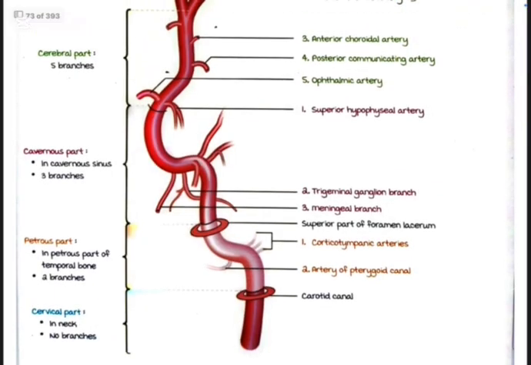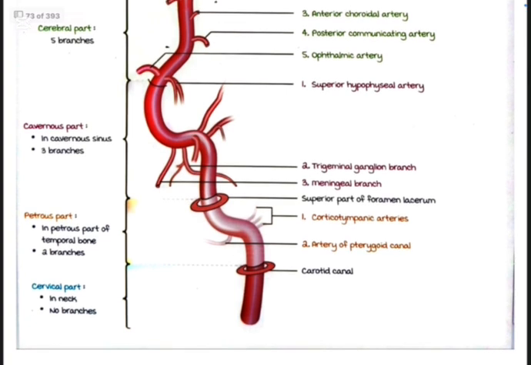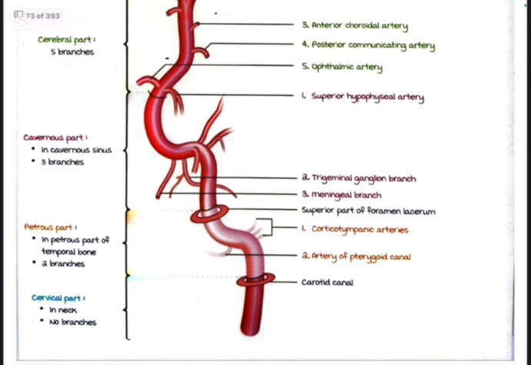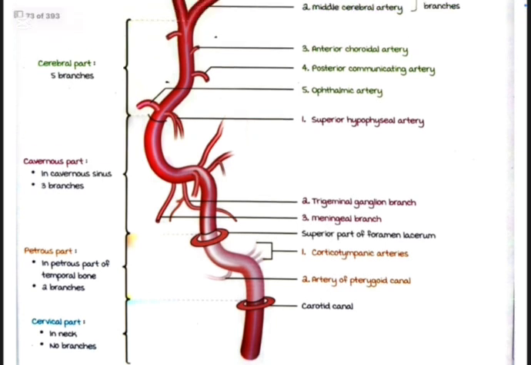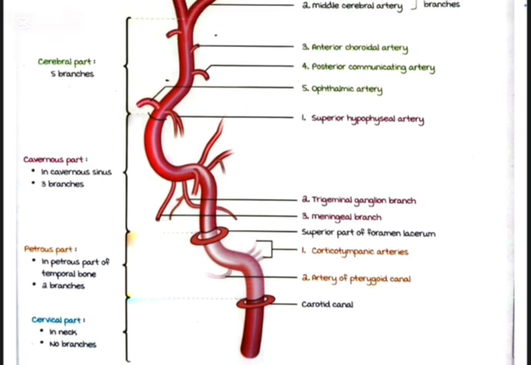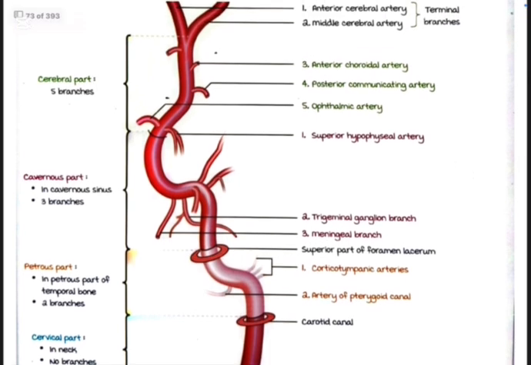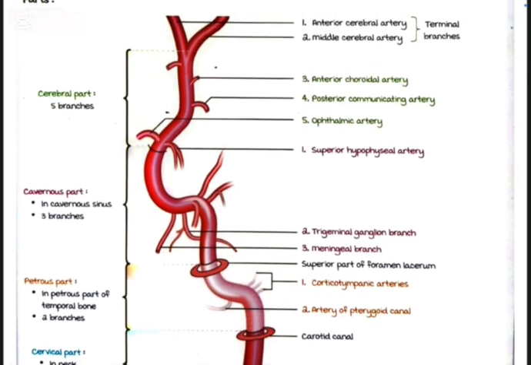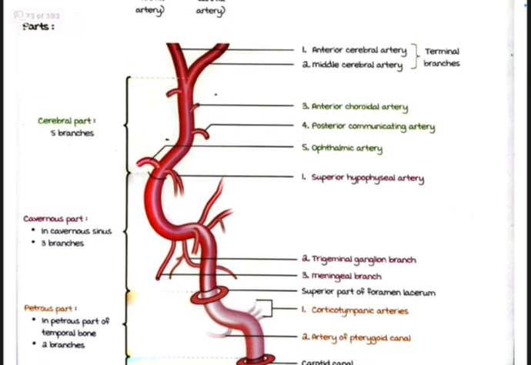Cervical part of carotid artery in neck, no branches. Carotid canal. Petrous part. In petrous part of temporal bone, 2 branches: corticotympanic branch and artery of pterygoid canal. Then from superior part of foramen lacerum, cavernous part. In cavernous sinus, 3 branches: 3 meningeal branches, and 2 trigeminal ganglion branch.